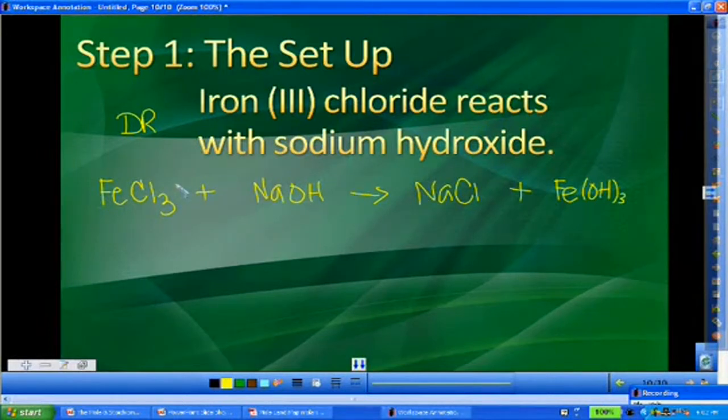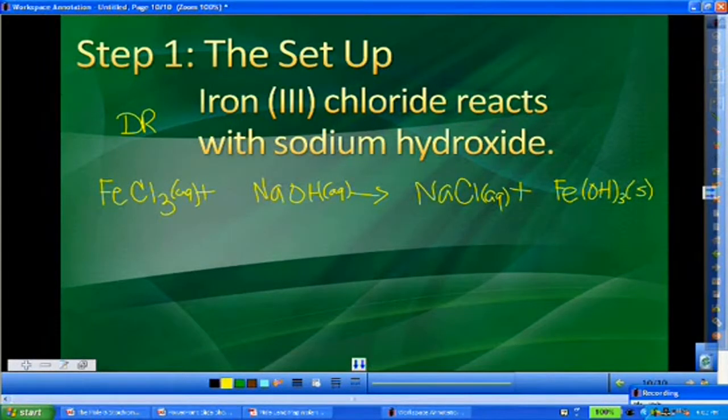When chlorine is bonded with iron, it is soluble. When hydroxide is bonded with sodium, it is soluble as well. Chlorine with sodium is also soluble. And now here we have our precipitate. When hydroxide bonds with iron, it is insoluble.